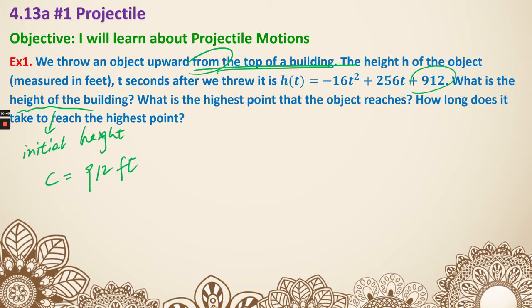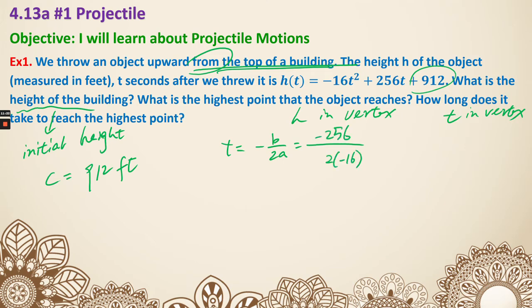Next, what is the highest point that the object reaches, and how long does it take to reach the highest point? Again, this is x in vertex. This is y in vertex. So no matter what, we are working with the vertex form. So let's have a look. The x in this case is actually not x, it's t, and this is h. So t is negative b over 2a, because that's the x value of the vertex. Negative b is 256, and my a is 2 times negative 16, which is negative 32. So it's going to be 8 seconds.